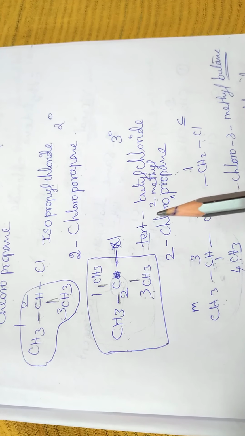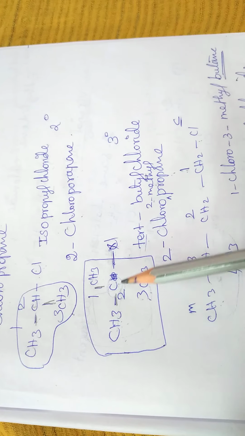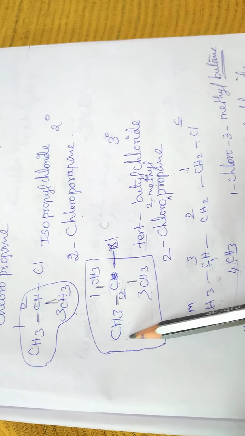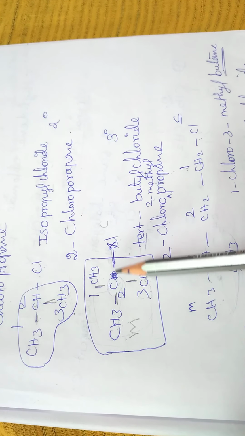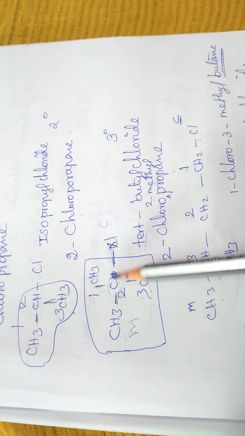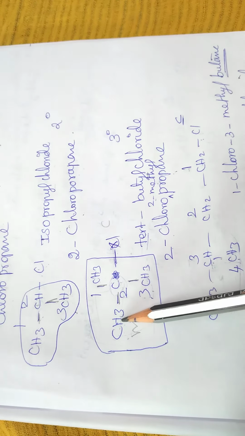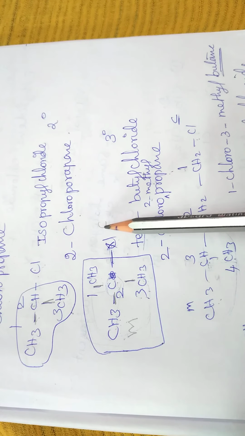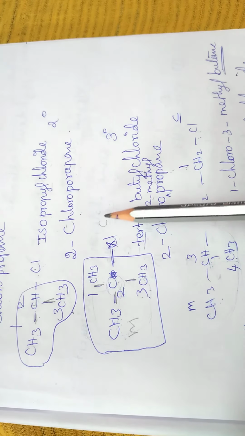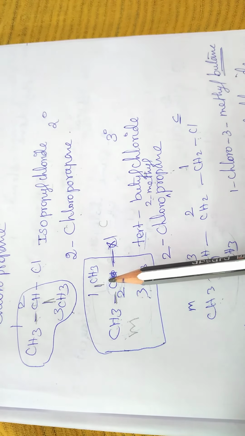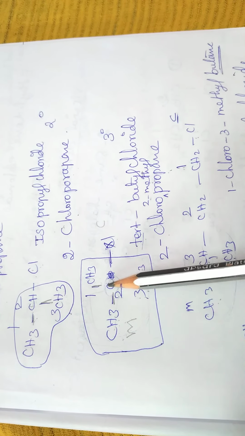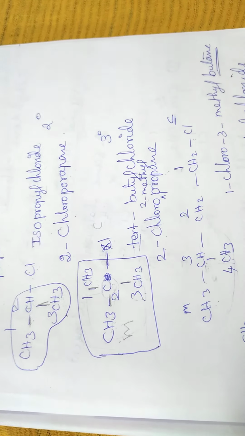So let me follow the rule. Here it starts with C, and alphabetical order we should follow. Here it starts with M. So 2-chloro, 2-methyl propane. Why are we writing chloro and not methyl? Because more than one substituent is present, we should follow alphabetical order. So 2-chloro, 2-methyl propane. I hope you got this.